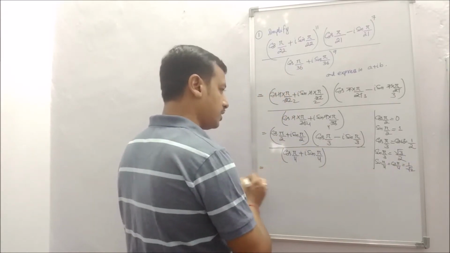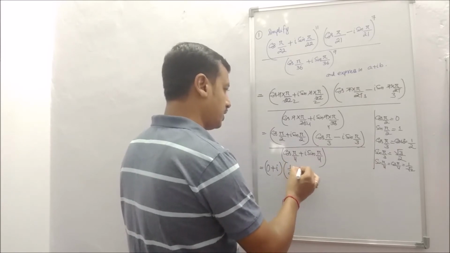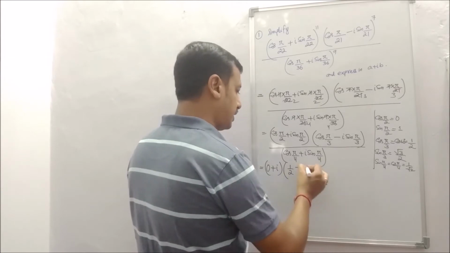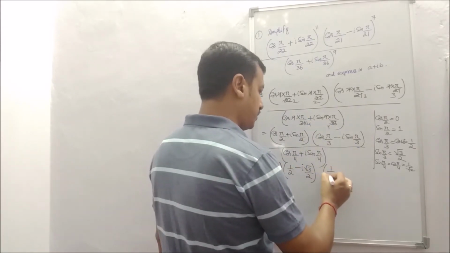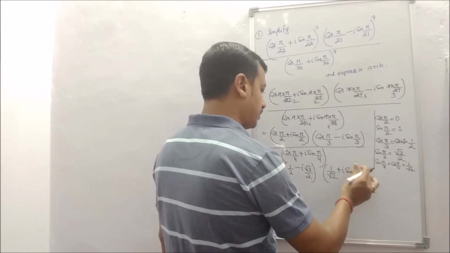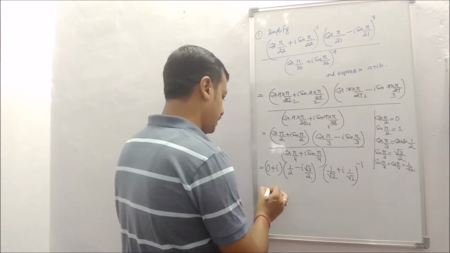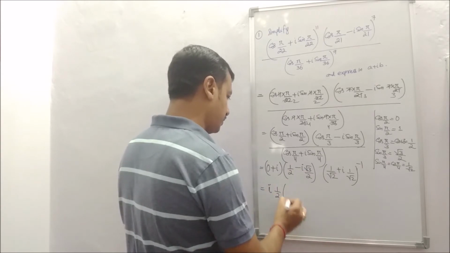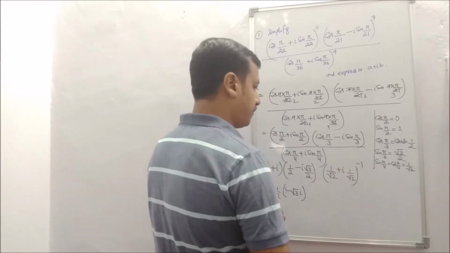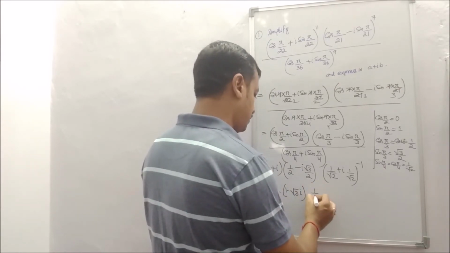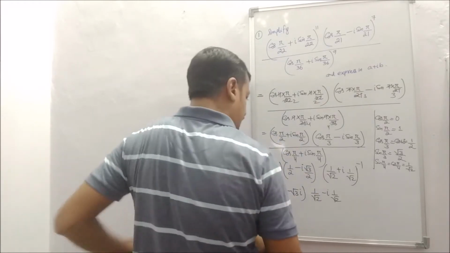So we have (0 + i)(1/2 − i√3/2), and this term goes to the numerator: (1/√2 + i/√2)^−1. Next, 2 is common, so (i/2)(1 − i√3), and this is to the power −1, so it is 1/√2 minus i/√2, or we can use it here only.